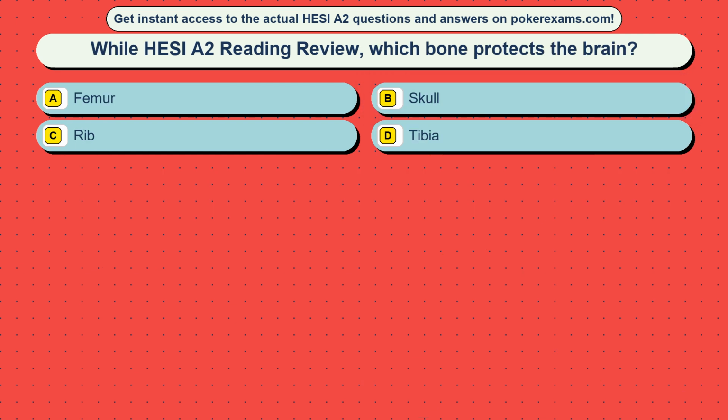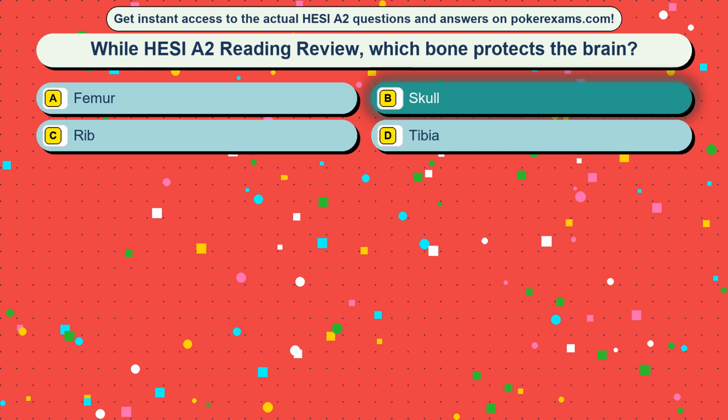Question 37. While HESI A2 reading review, which bone protects the brain? Option A, femur. Option B, skull. Option C, rib. Option D, tibia. The correct answer is option B, skull.